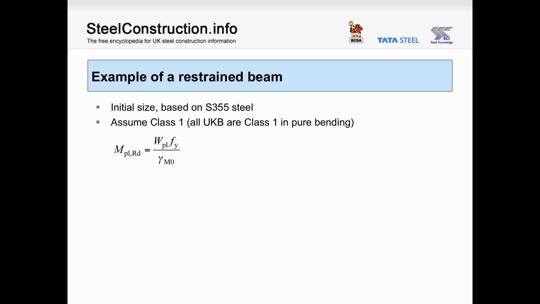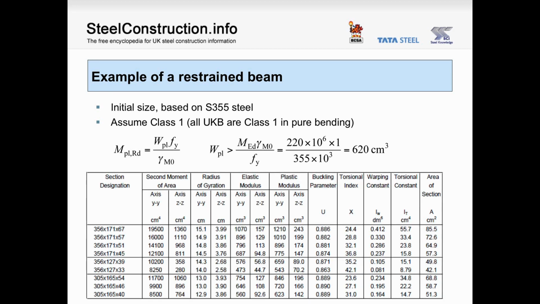So the bending resistance from the Eurocode, because we have a class 1 beam, is the plastic modulus multiplied by yield divided by gamma m naught. We can rearrange that expression to say that given the bending moment, if we take the bending moment and divide by yield, then we will find out the minimum plastic modulus that we require. And in this case, the minimum plastic modulus is 620 cubic centimeters.